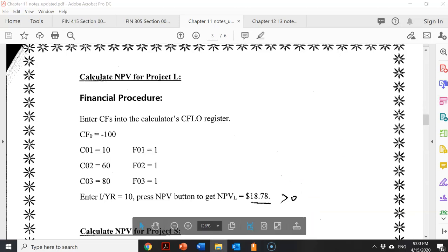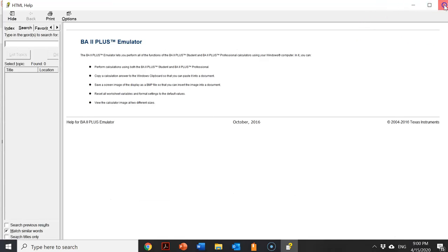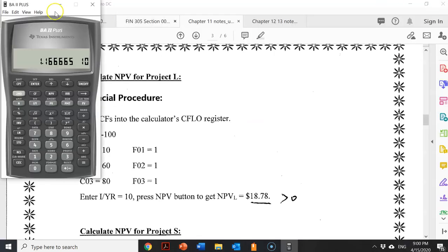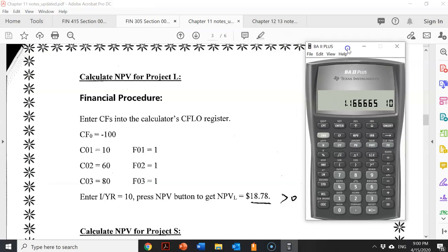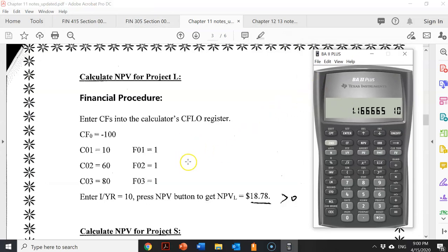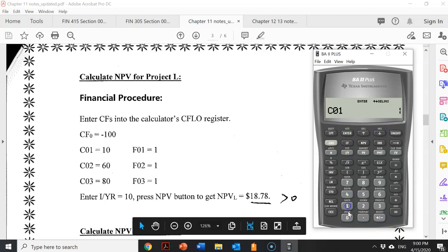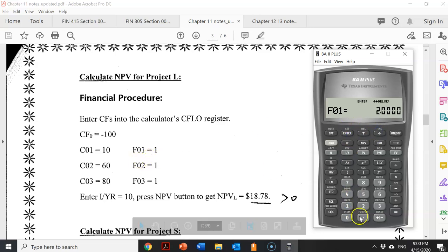Okay, let me open the calculator app and show you how we can calculate this on the calculator. So we can go to the cash flow function, input cash flow 0 as -100, enter. Down button, cash flow 1 as 10, enter. Frequency 1 as 1, enter.